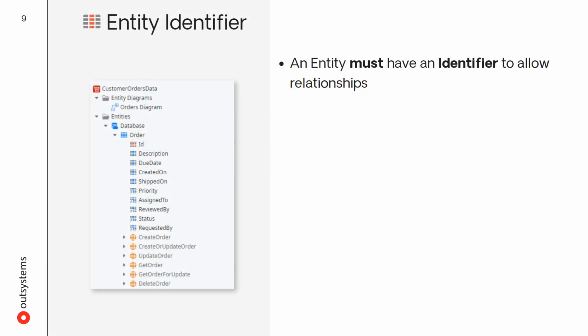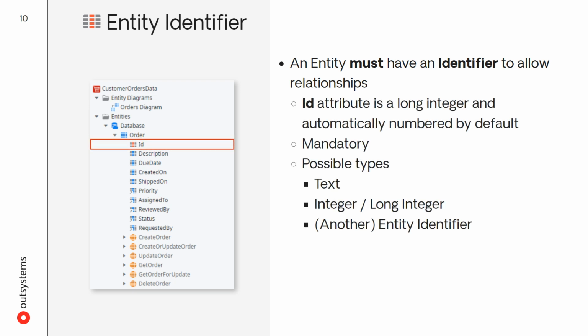Creating relationships between data in OutSystems is mostly based on entity identifier attributes. To allow a relationship, an entity must have an identifier. The entity identifier is automatically created when the entity is created, and it can be identified by the icon with the red stripe and by its name ID. By default, the ID is created as a long integer and set as auto-number, so that every new record added to the database will have a unique number to identify it. The identifier attribute is mandatory.